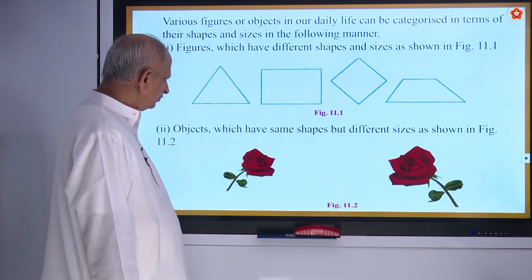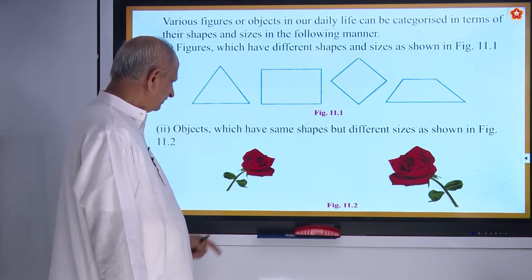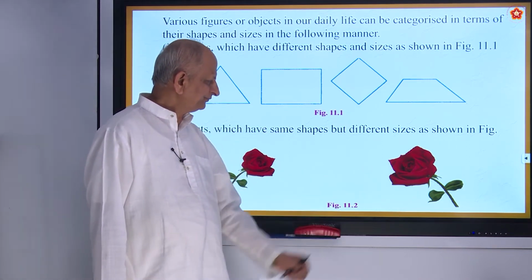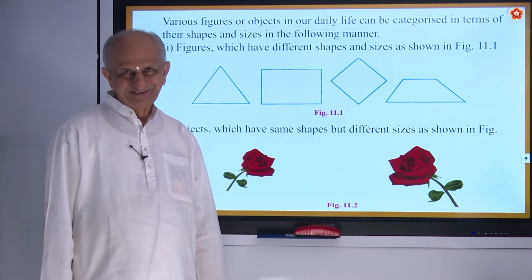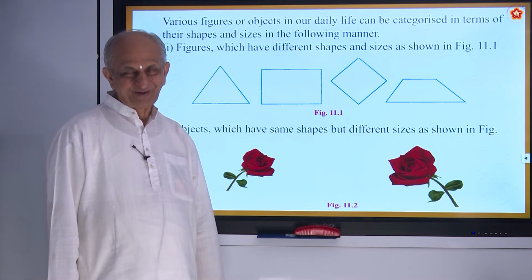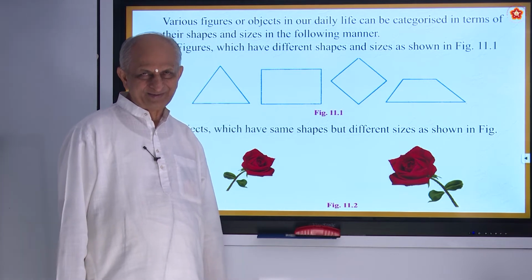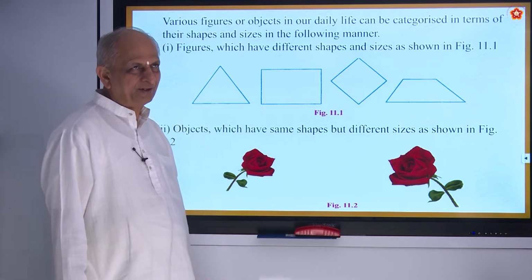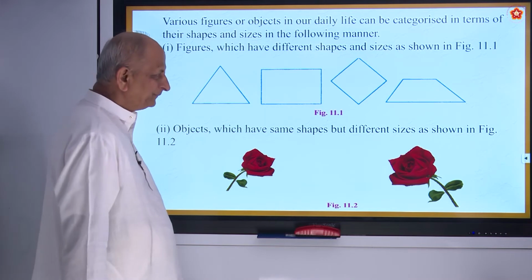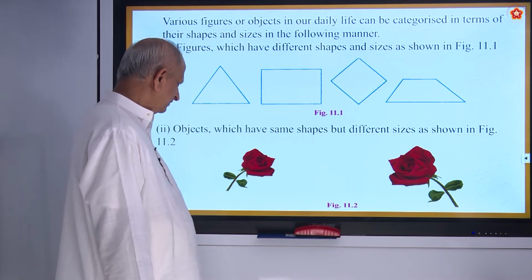Now we will come to one more example. What is this flower called? Rose, is it? So life is like a rose. You must make it fragrant. Means our dealings with people should be sweet and soft.